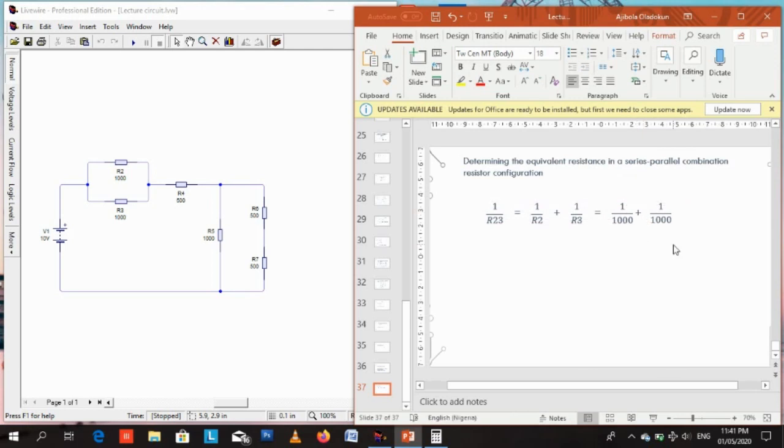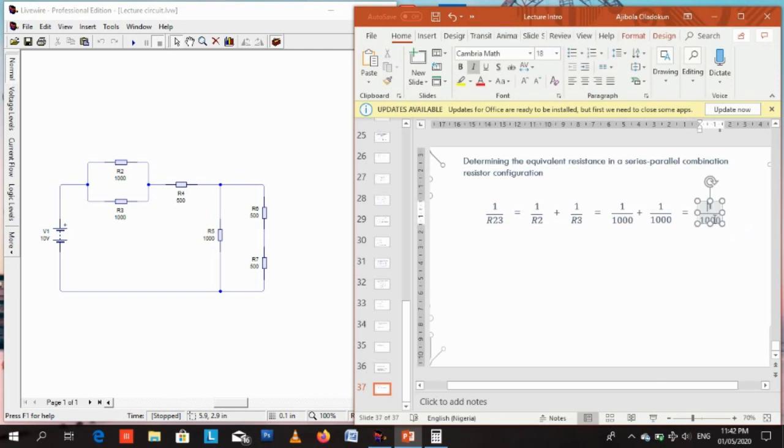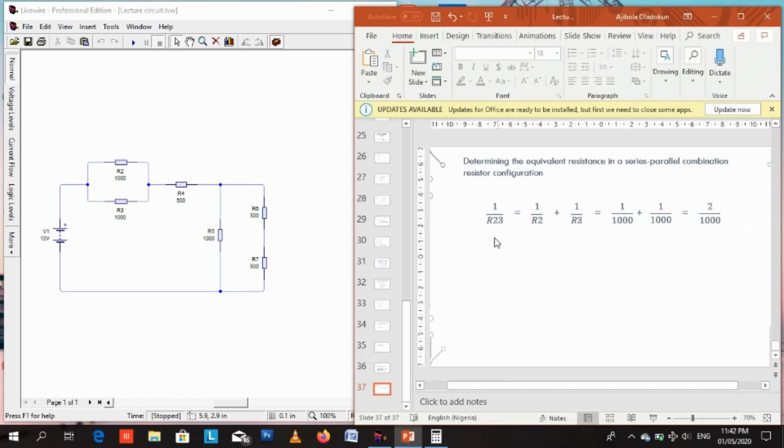Okay, shift it a bit to the right. I think it's okay like that. So 1 over R2 plus 1 over R3 is the same as 1 over 1000 plus 1 over 1000. Since R2 and R3 are both 1000 ohms, if you have 1 over 1000 plus 1 over 1000, you should get 2 over 1000. That's simple. You should not struggle with that.